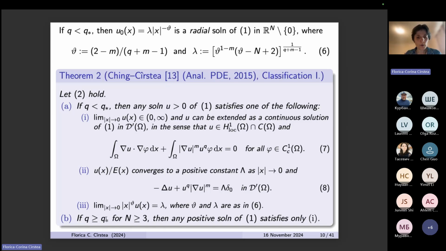If q is greater than or equal to q star for n greater than or equal to 3, otherwise q star is infinity, we can't take it for n equal to 2. So if q is above or equal to q star, then any positive solution satisfies only alternative I, that is, 0 is a removable singularity for every positive solution. So this is the classification. Again, we knew it, we've seen it yesterday, that this is the Vazquez-Veron result, the removability when m equals 0. We have now extended it here.